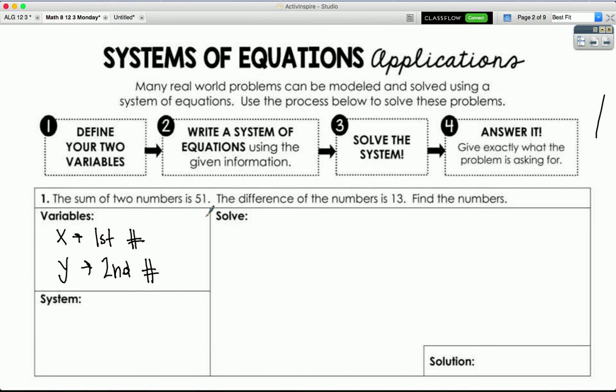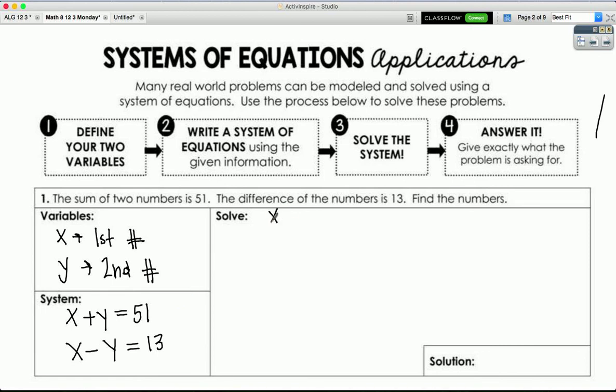With the information they give us, it says the sum of the two numbers is 51. Olivia, how do I get a sum? You add them together. So I have x plus y equals 51. The other information that they tell us is that the difference is 13. Jude, how do I get a difference? Subtract. So x minus y equals 13. So we now have our system. Now we need to solve it.